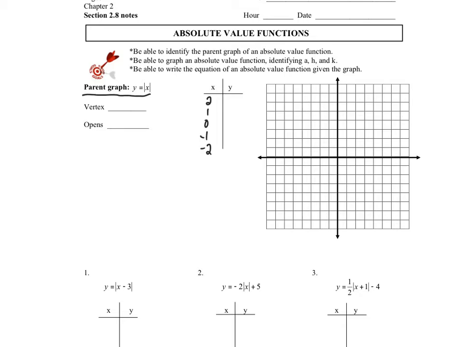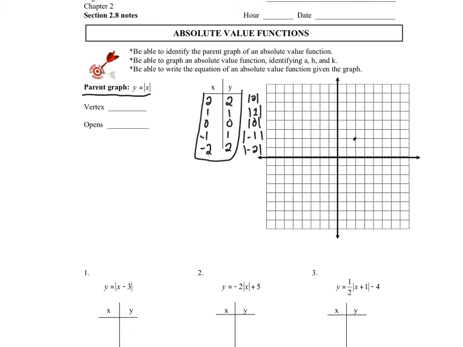If you put 2 in for the absolute value of x, what we're going to do is find out what is the absolute value of 2. It's 2. When you put 1 in, what is the absolute value of 1? 1. What is the absolute value of 0? 0. Okay, then what is the absolute value of -1? Positive 1. And what is the absolute value of -2? That's positive 2. So this is the table we're going to graph.